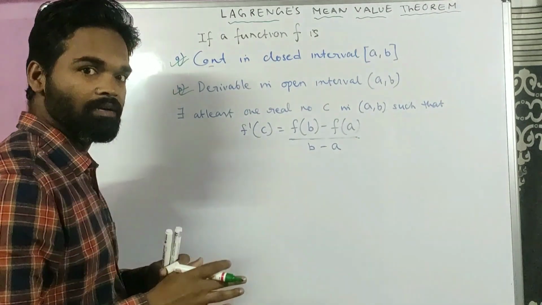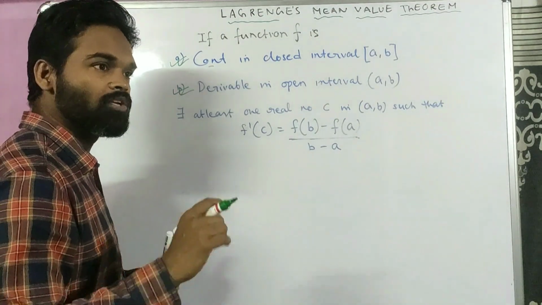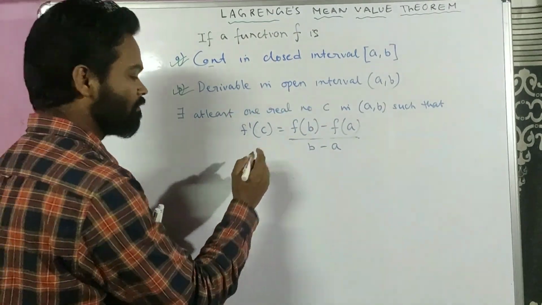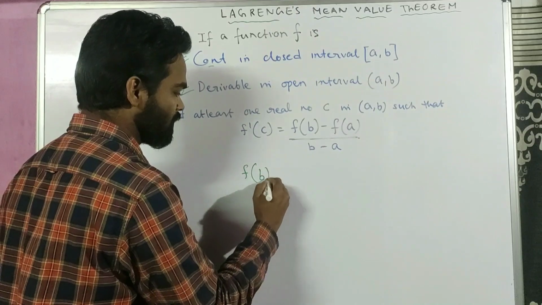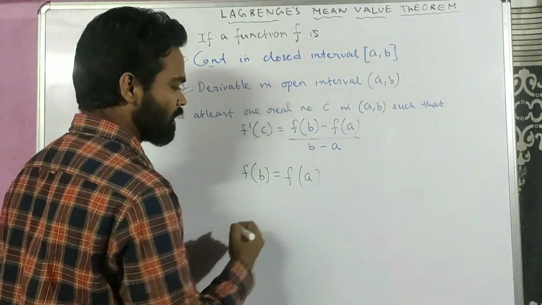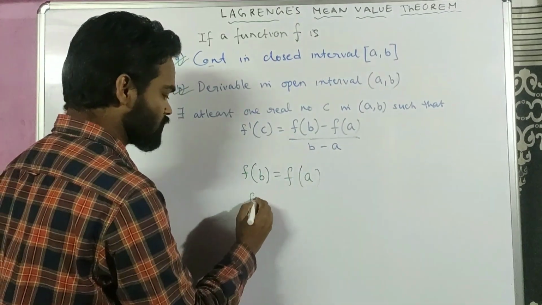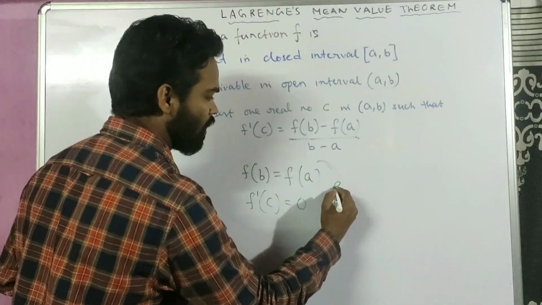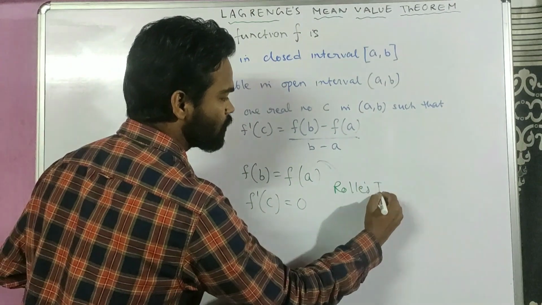This looks familiar to Rolle's theorem. Actually, Rolle's theorem is a special case of Lagrange's mean value theorem when fb equals fa. In this case, this transforms to f dash C equals 0, which is our Rolle's theorem.